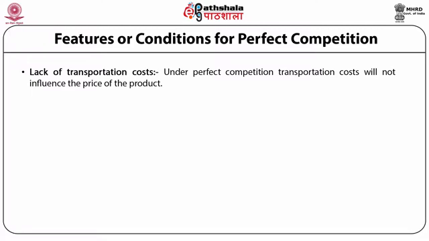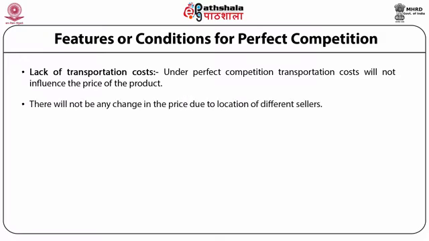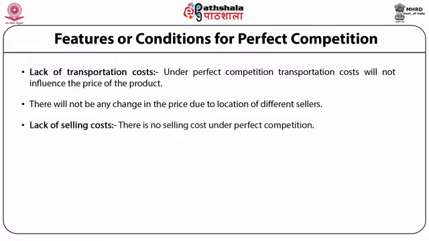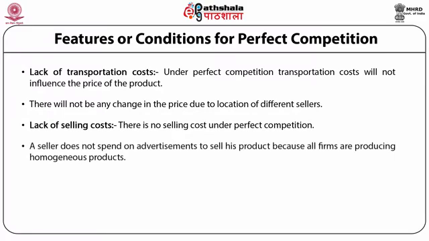Lack of transportation costs. Under perfect competition, transportation cost will not influence the price of the product. There will not be any change in the price due to location of different sellers. Lack of selling cost. There is no selling cost under perfect competition. A seller doesn't spend on advertisements to sell his product because all firms are producing homogeneous products.